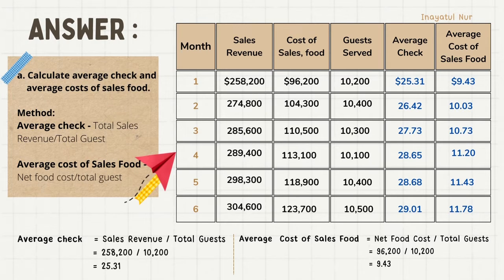Then, to get the average cost of food sale, we need to use the formula net food cost divided by the number of guests. For example, the cost of food sale from the first month, 96,200 divided by the number of guests of the first month, which is 10,200. The answer to the average cost of food sales of the first month is 9.43. Then we can continue the calculation using the same formula for the next month.